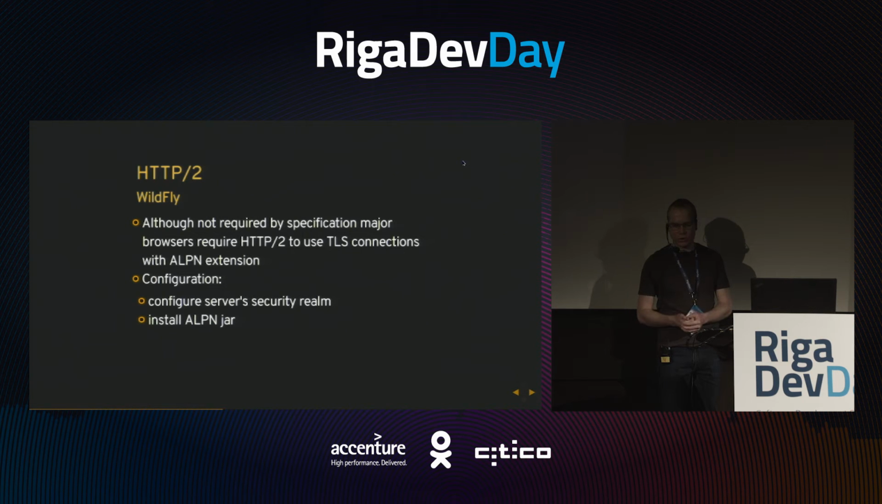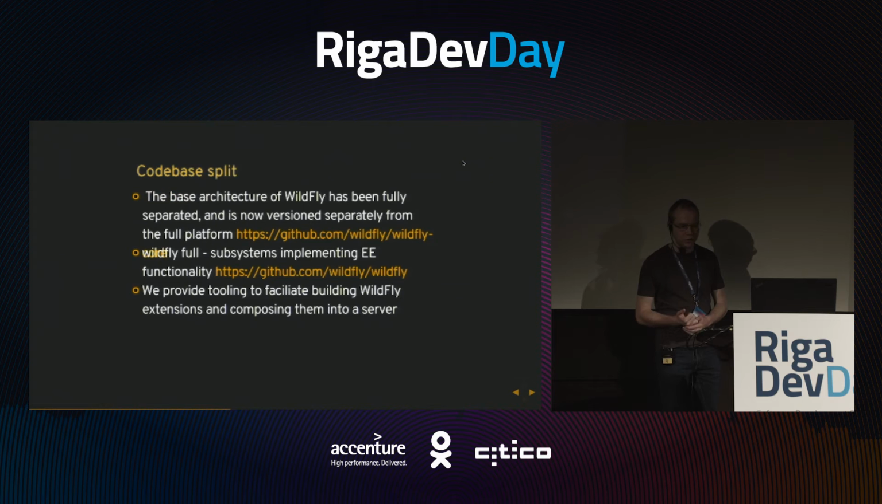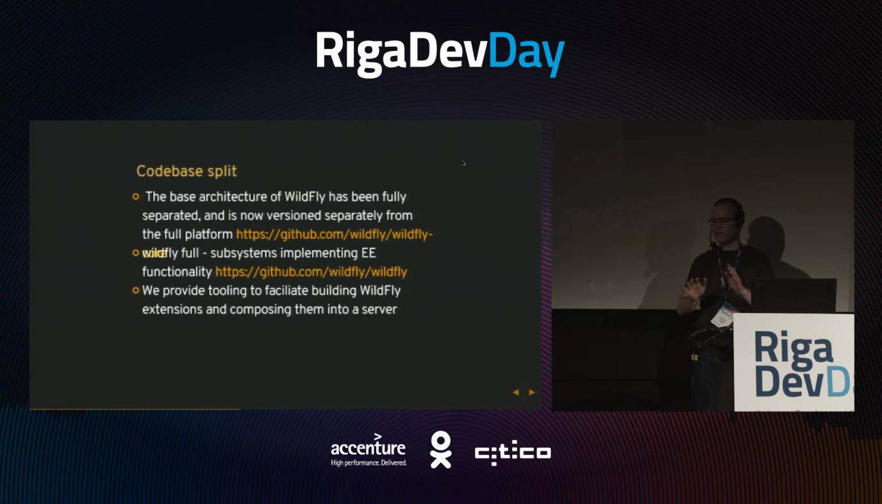Now more architectural stuff. We have split the code base of WildFly. We have divided WildFly into two projects. This is important to show you in what way the development of WildFly is going. Because we have moved the core that I was talking about at the beginning of the presentation. We have moved the core as a separate project.